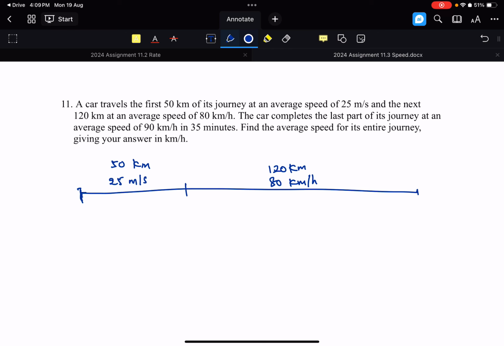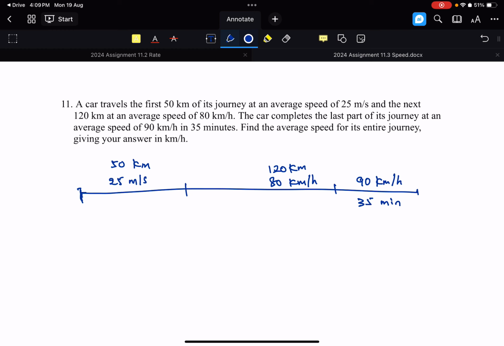The car completes the last part of its journey at average speed. Oh, there's one more part. Okay, so let's break it down. There's one more part. The last part here is, do we know the distance? We don't know the distance, but we know the speed is 90 kilometers per hour. And the time taken, we do know, right? The 35 minutes.